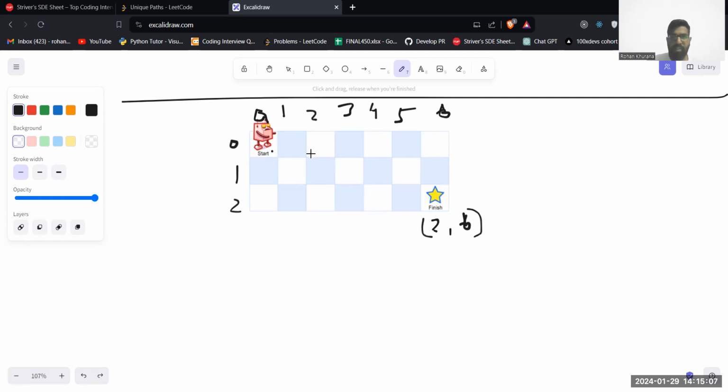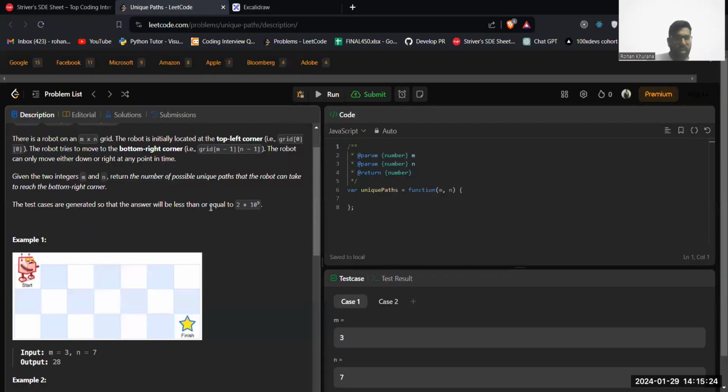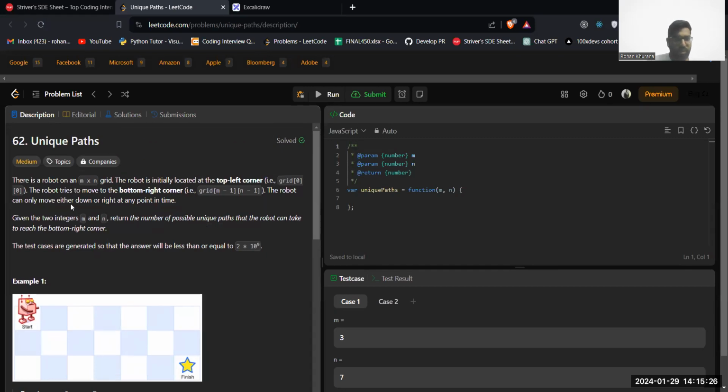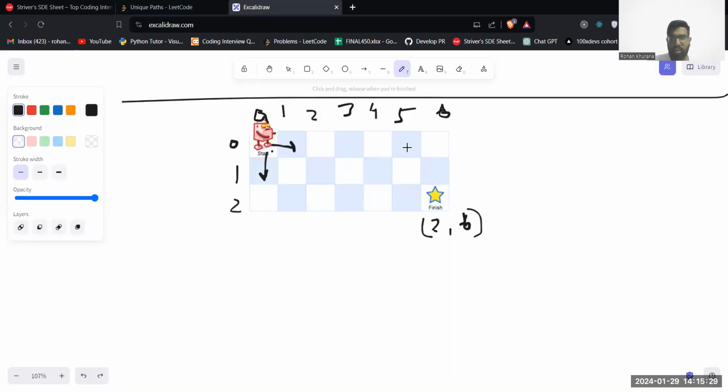Now, if you see what the robot can do, the robot has two options at any given point. At any cell, the robot can either go down or go right. So if we are standing at this position, 0,5, it can either go down or it can go right. At this position too, either go down or go right.